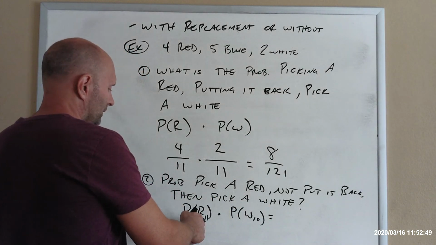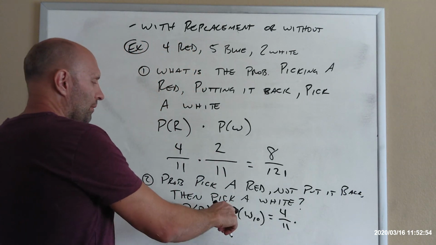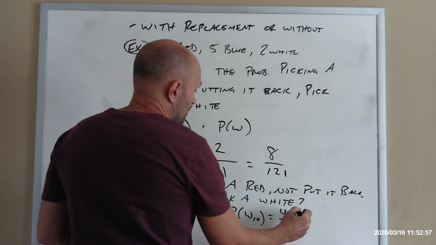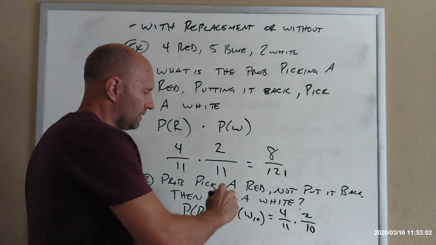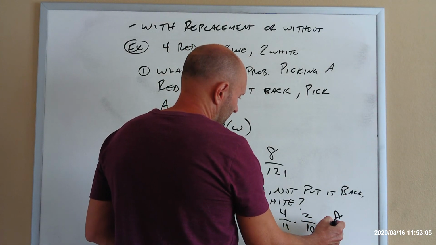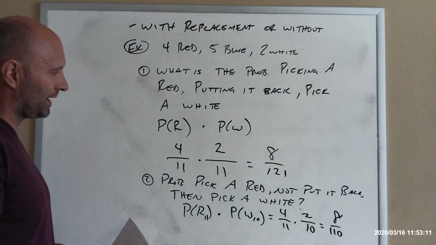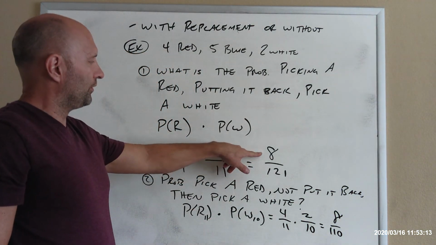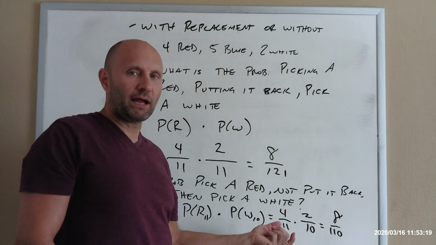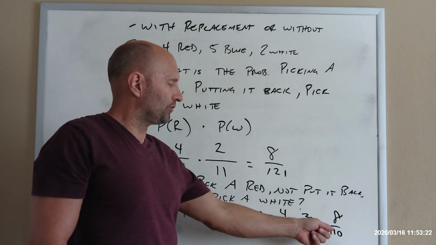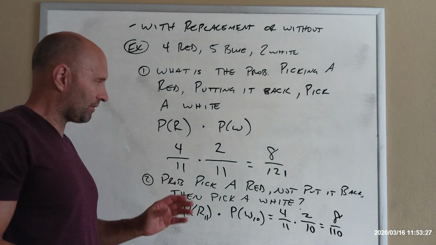So this is what? Probability of red out of the 11, that's 4 out of the 11, times probability of white. Well, there's still 2 white in the jar, but this time there's only 10 marbles left because I didn't put that red one back. So now we multiply across, we get 8, 11 times 10 is 110, so 8 out of 110. So the first example, 8 out of 121. Now, because we didn't put that red marble back, there's a higher probability we can get white. So this probability is a little better in our favor, 8 out of 110.